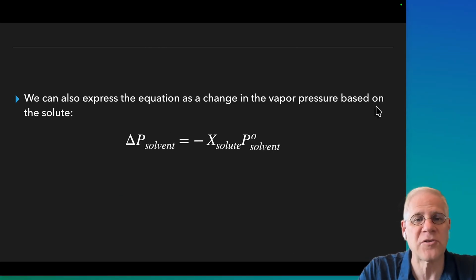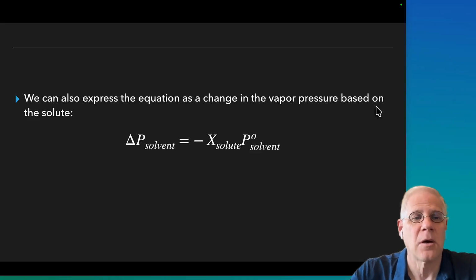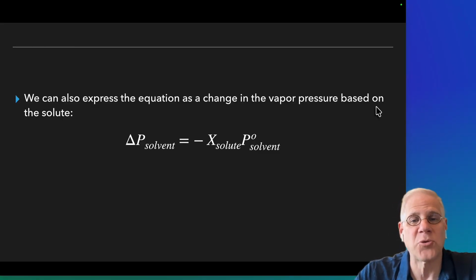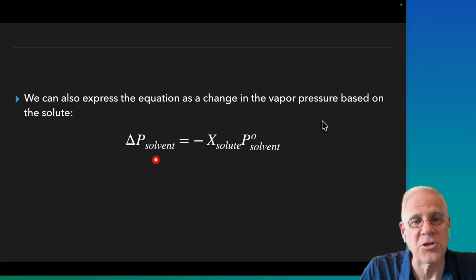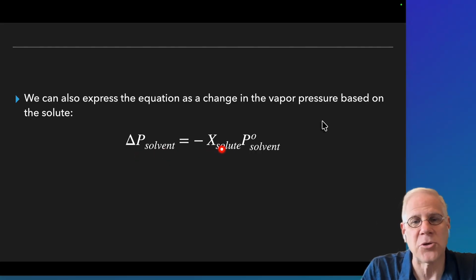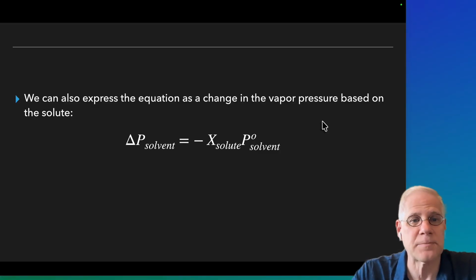We can also express the equation as a change in the vapor pressure if we want to include the mole fraction of the solute. That first equation I showed you used only the solvent, and here we're going to include the mole fraction of the solute. And so what we're going to say is that we have a change in the vapor pressure of the solvent is going to be negative x solute, or chi solute, so the mole fraction of the solute times the vapor pressure of pure solvent. Either of those equations will get you to the same place. It just depends on the data you're given and how you want to go about finding the vapor pressure of your solution.